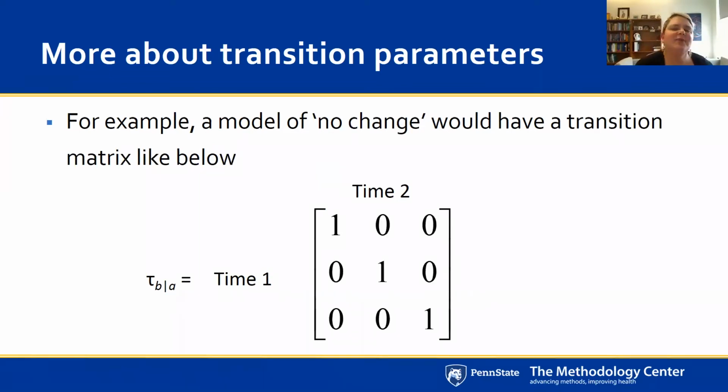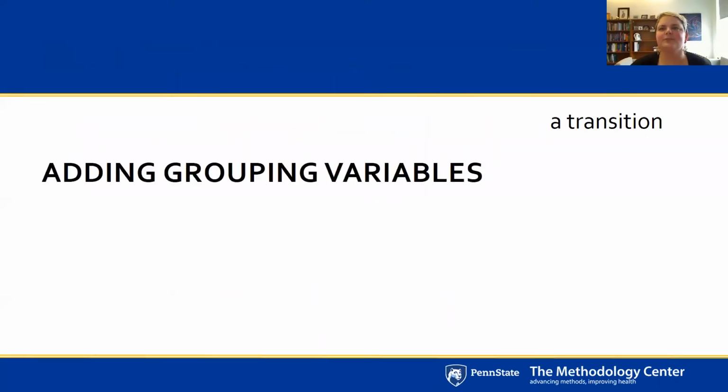Another example would be maybe you want to test a model of no change over time. People just remain in their latent classes over time. That would have zeros on the lower triangle because people cannot move backwards, and also on the upper triangle because people cannot move forwards. So again, you would compare your observed transition matrix to the one that corresponds to the hypothesis of no change.